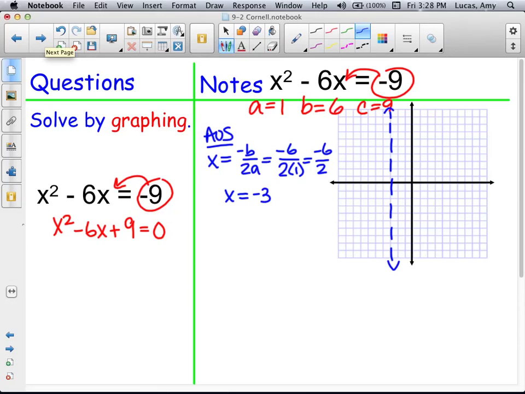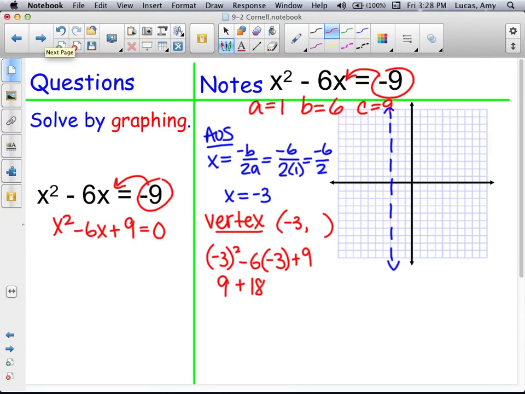Okay, then my vertex. Take that -3 and plug it in. -3 squared minus 6 times -3 plus 9. So 9 plus 18 plus 9. So my vertex is way too high to fit on this graph. So -3, 36.